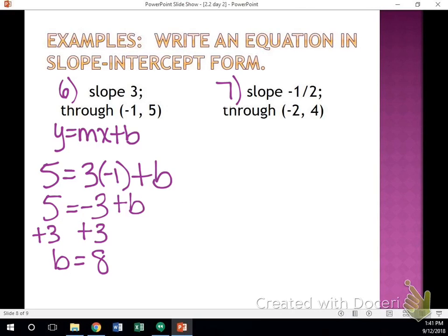Okay, but I'm not finished yet. Next, we have to write the actual equation using the b value. So now I have to use this along with my slope from the very beginning. At this point, we're done with that point. We just kind of ignore that. So we go back up here and we write y equals, what goes in for m? 3. Still the 3. x plus b, which is 8. And that is our answer.